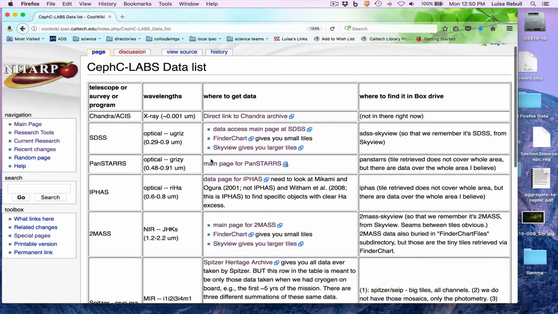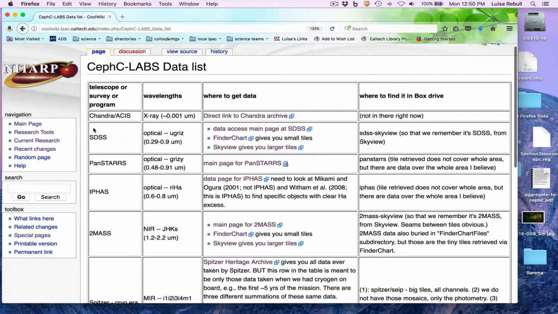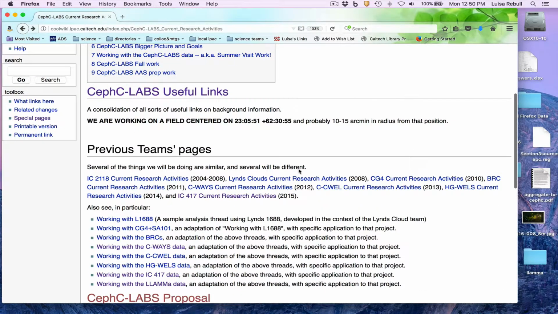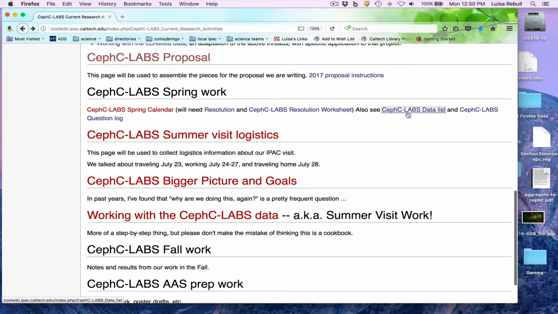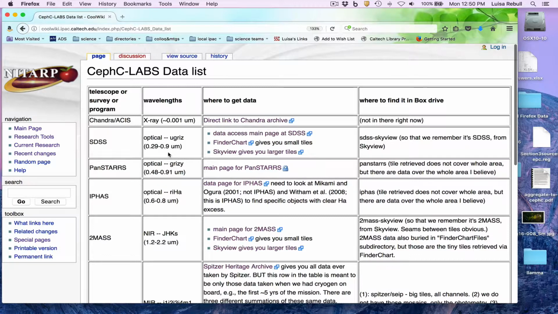We've got data from a lot of different places, and so on the wiki, on our page about all of the things that we're doing, not that it's very well populated, there's a link to the CephC-LABS data list, and that's what I'm looking at. So it sort of looks like the table that was in our proposal. We have the telescope survey, we have wavelengths, we have where you can get the data from its original source, and then where to find it on the box drive that I've created for you.